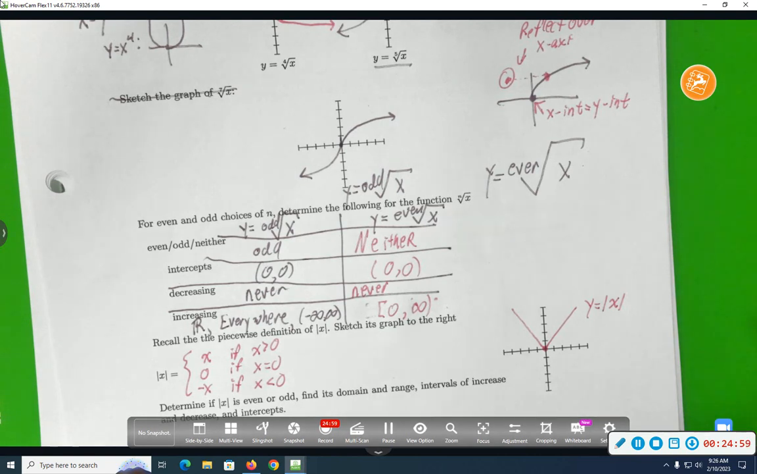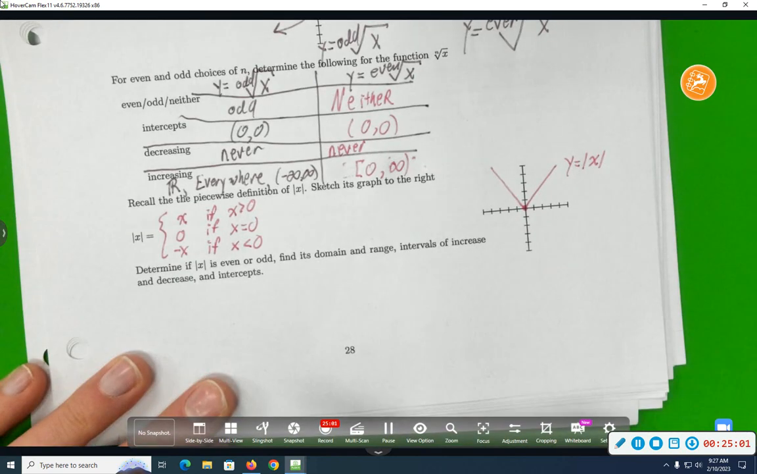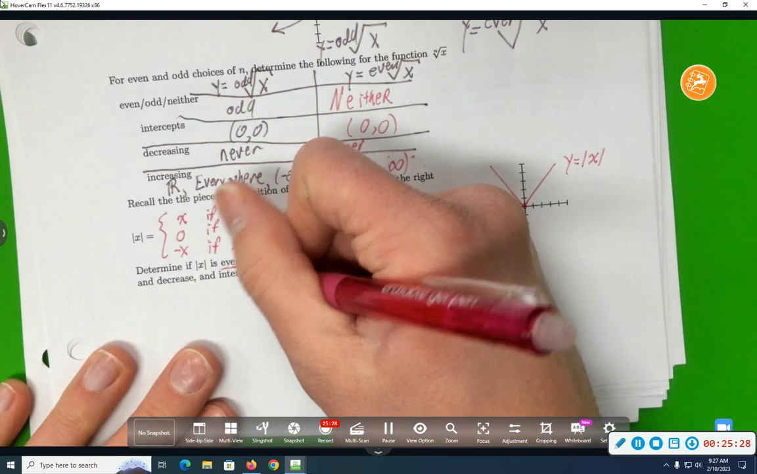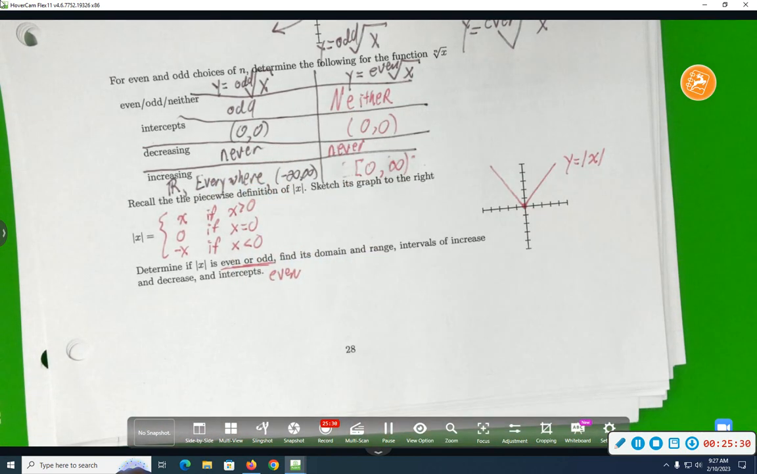These are the same questions. Is the absolute value function even or odd or neither or both? If I reflect it over the y-axis, do I get the exact same graph back? Yeah, so that means it is even. Which I guess also makes sense. The absolute value function doesn't care if the input is positive or negative.